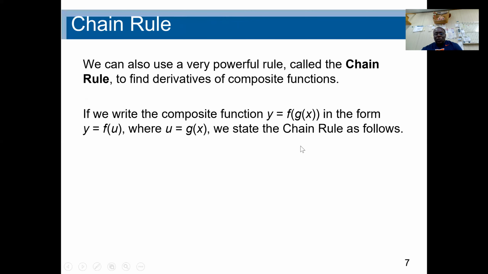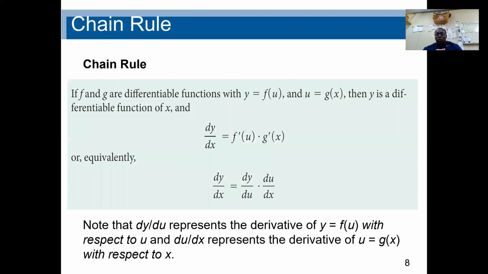So we can also use the power rule that we covered previously in the chain rule to find the derivative of a composite function. Here we write the composite function y equal to f at g at x. This means g at x is inside f in the form of y equal to f at u, where u represents g at x. We state this as the chain rule as follows.